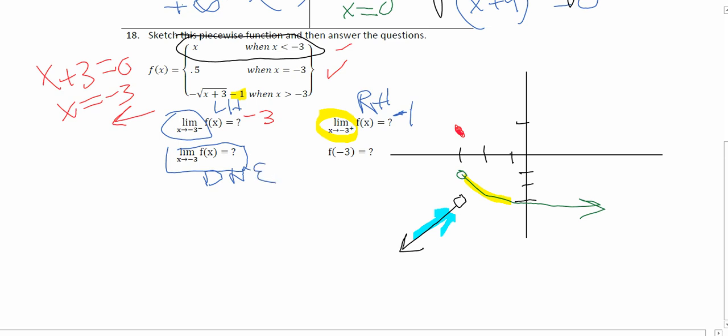But what about this last question? What is the function value at negative 3? Not the limit, but the function value. Well, you just go back to the piecewise. At negative 3, it's equal to that 0.5. So that answers that question.